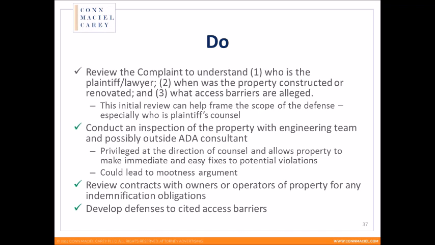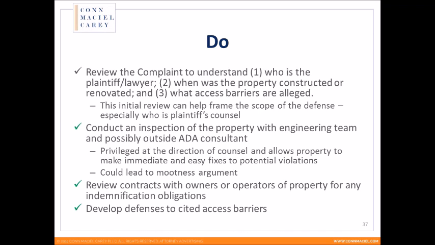And then you'll want to consider conducting an inspection, as we mentioned. You can use your engineering team in-house. You could have an ADA access consultant come on and really have a sense before you're too far into the litigation, what are the potential issues? Because a plaintiff can demand a far-reaching inspection, the plaintiff could expand the litigation far beyond the issues initially identified in the complaint.